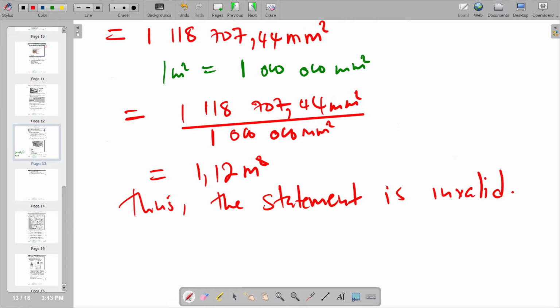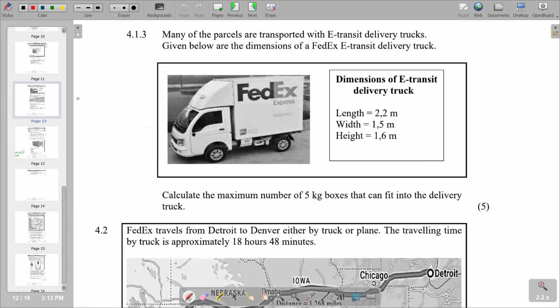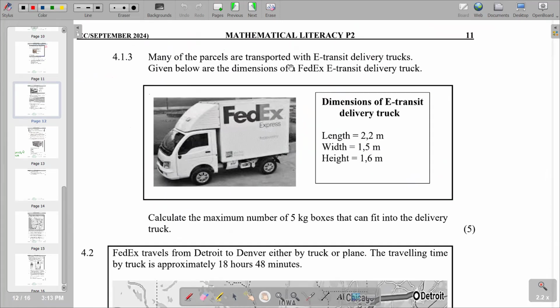And then we check the next question that we have, whereby it reads 4.1.3. Many of the parcels are transported with e-transit delivery trucks. Given below are the dimensions of a FedEx e-transit delivery truck. Dimensions of the e-transit delivery truck are length 2.2 meters, width 1.5 meters, height 1.6 meters. The question reads, calculate the maximum number of 5 kg boxes that can fit into the delivery truck.